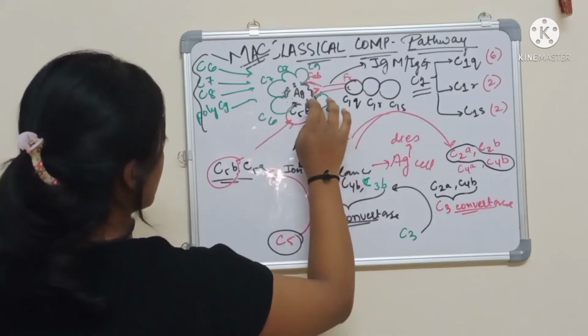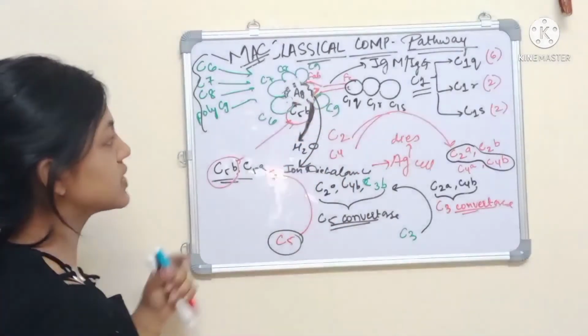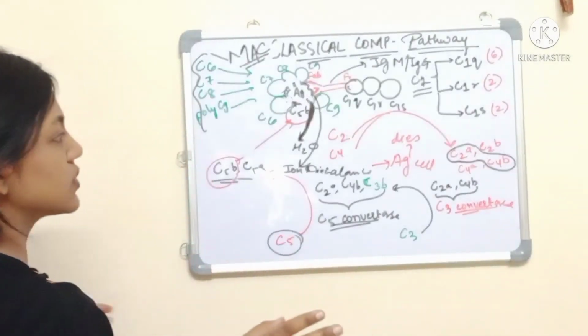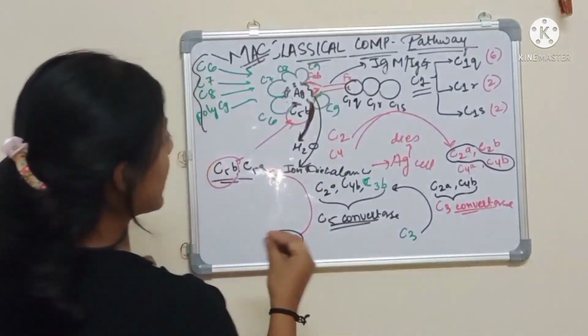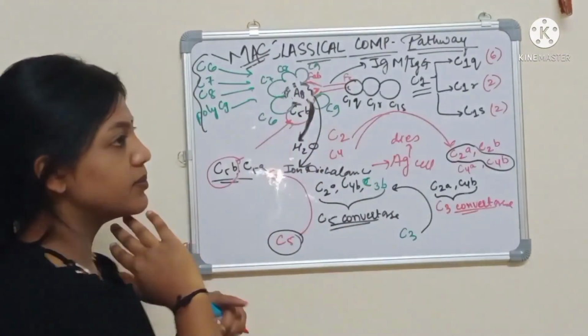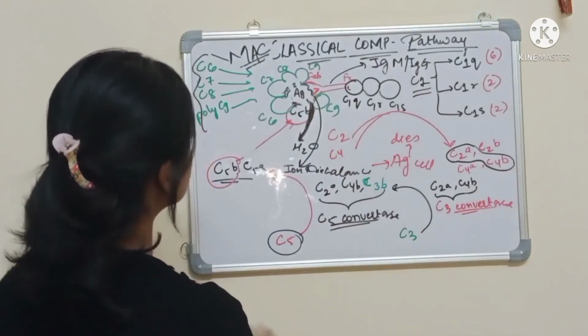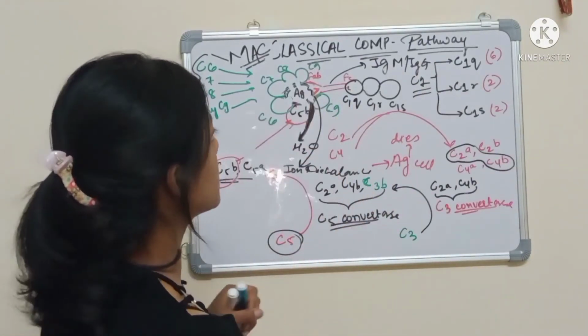The membrane attack complex will create pores in the antigen cell. Pores are created, so water will come out and ion disbalance will be there. Ions will go in and out in any proportion. So due to ion disbalance, cell lysis or cell death will occur. The antigenic cell will be killed by this classical complement pathway. So this was all about the classical complement pathway.